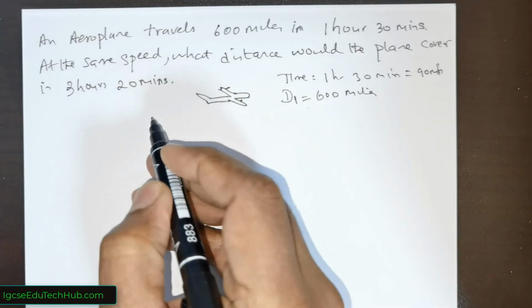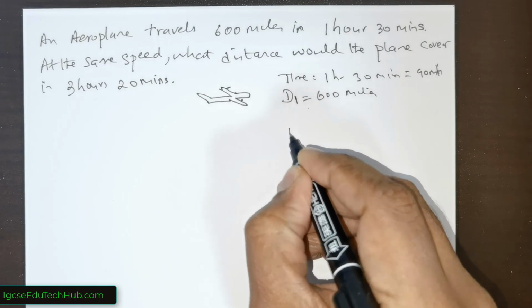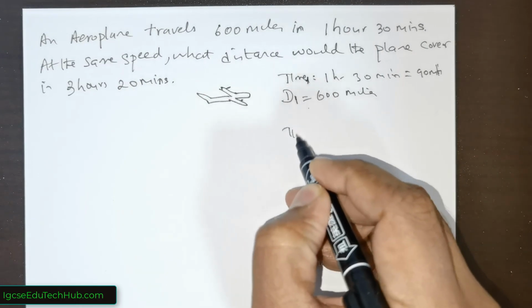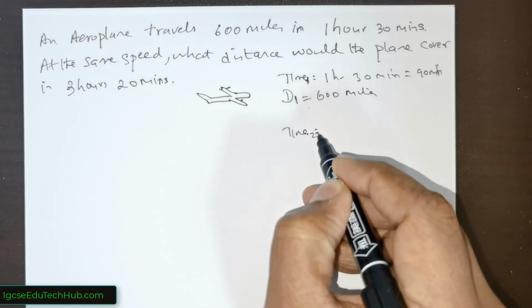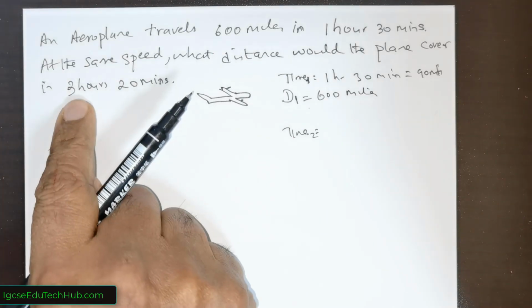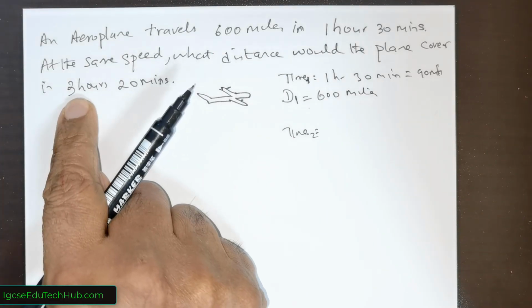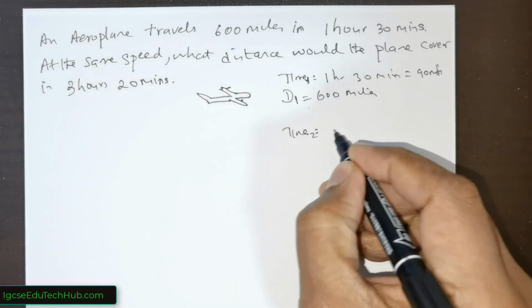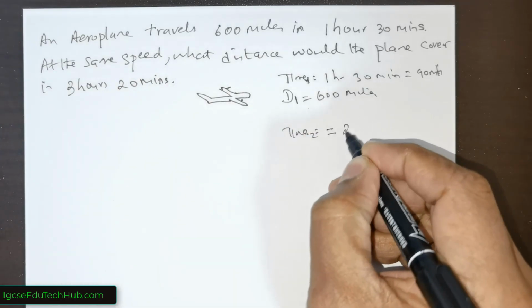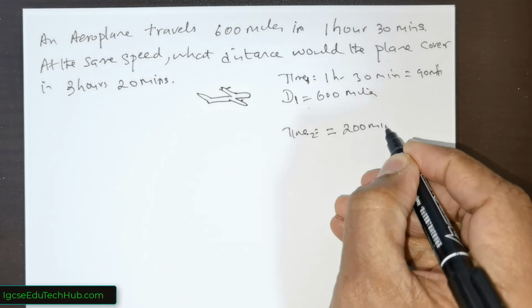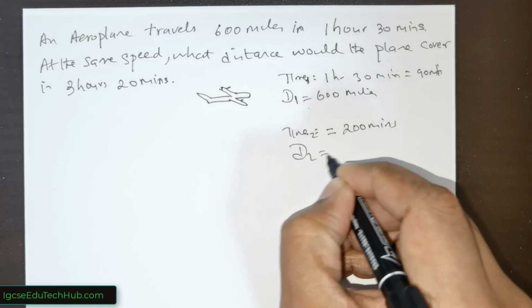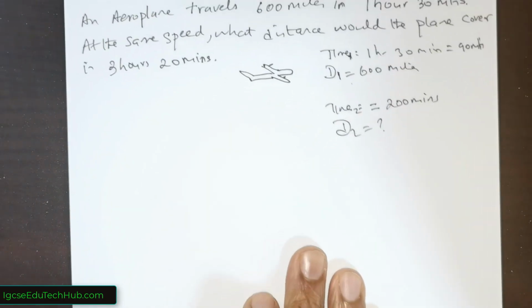Now the question is, imagine if this is time 1 and time 2. Imagine if the plane has been traveling for 3 hours and 20 minutes. 3 hours means 3 into 60, 180 plus 20. So it's going to be 200 minutes. In 200 minutes, we are asked to find the distance the plane can travel. So that's simple as that.